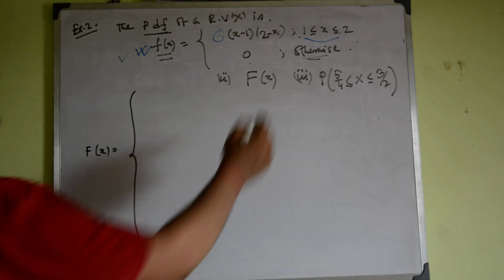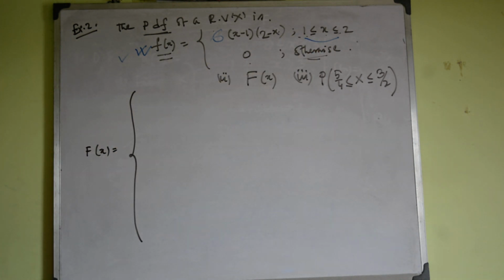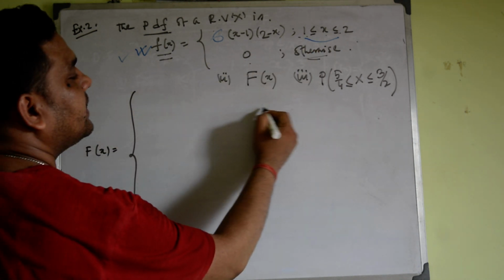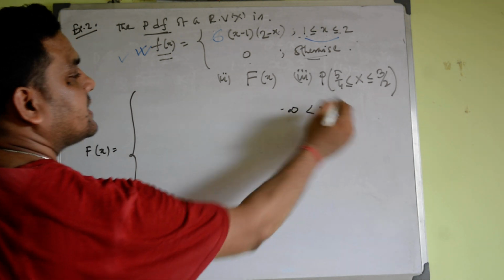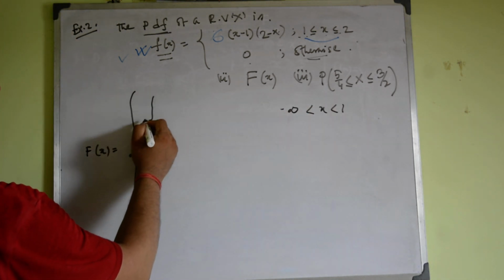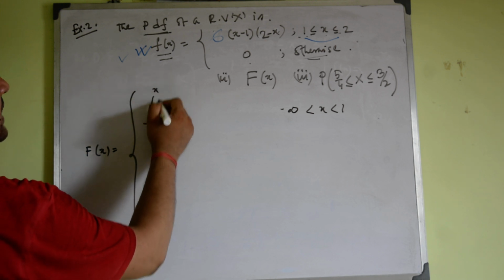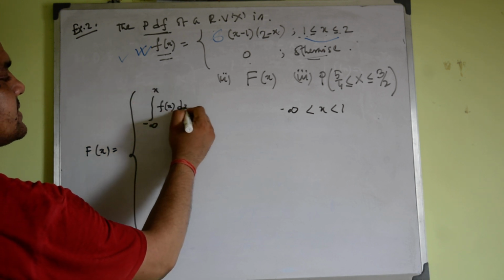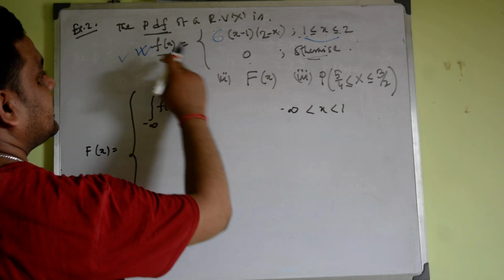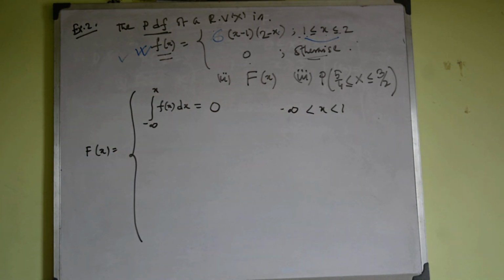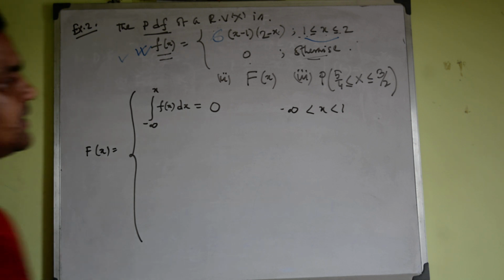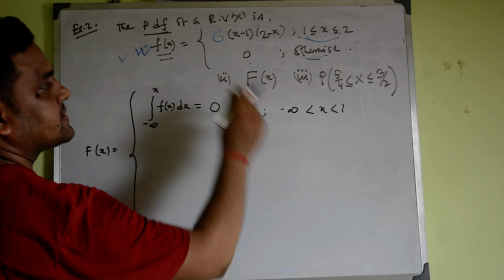Our starting interval is less than or equal to 1. So first you need to write it here, same as distribution function, for interval choosing. So x less than 1. What is the value here? In case of continuous, we must write minus infinite to x f(x) dx. But within that interval, what is the value of f(x)? It is 0. So you need to put 0 here. So minus infinite to 1, the value becomes 0. Clear? That is our first case.